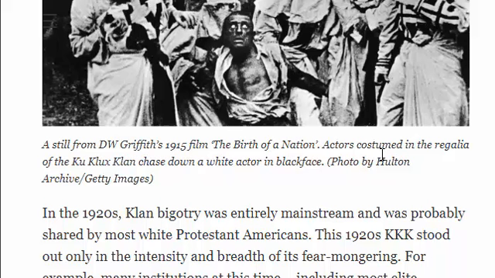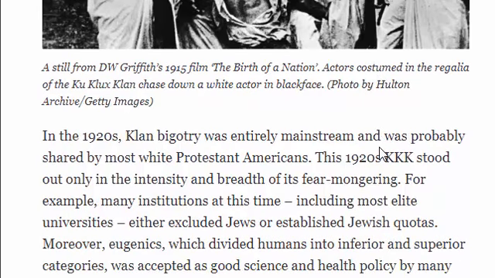In the 1920s, Klan bigotry was entirely mainstream and was probably shared by most white Protestant Americans. The 1920s KKK stood out only in the intensity and breadth of its fervor. Quotas, for example, were instituted at this time at most elite universities, which excluded Jews. Moreover, eugenics, which divided humans into inferior and superior categories, was accepted as good science and health policy by many academics, and was taught in most biology textbooks of this period.